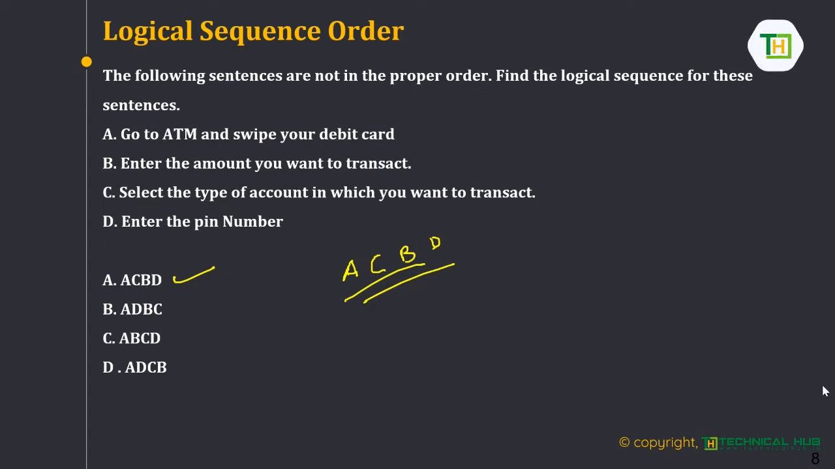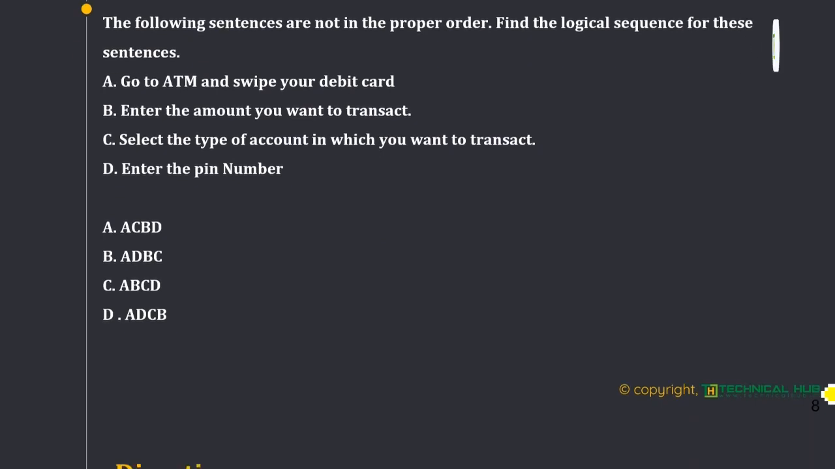Means first one, enter the ATM and swipe your debit card. After that, select the type of account which you want to transact. And third one, enter the amount you want to transact. Finally, put the ATM PIN number. Okay, so this is the order. Next one, move on.